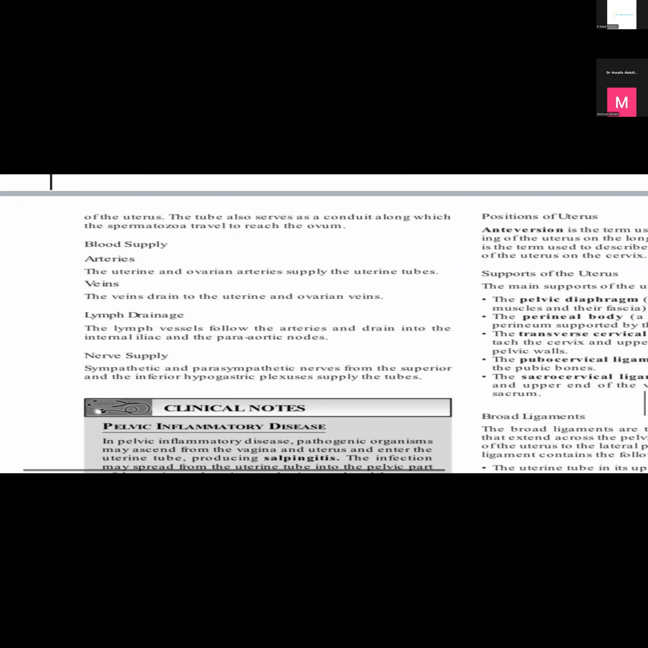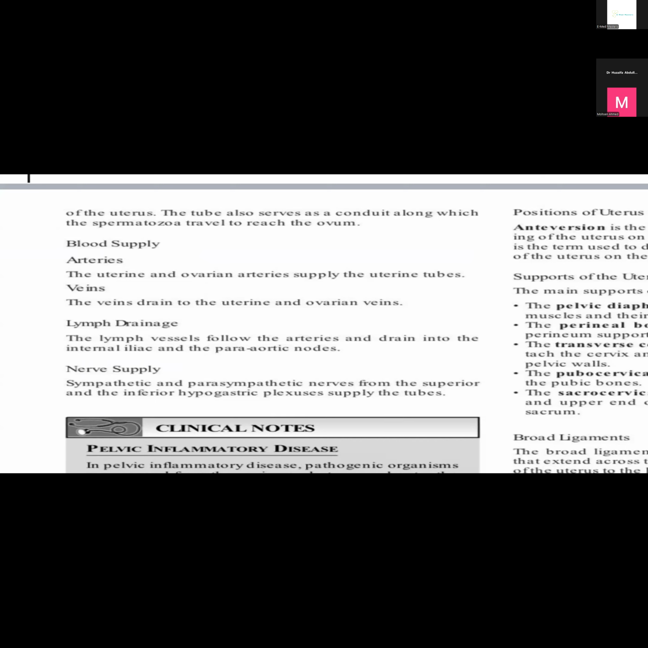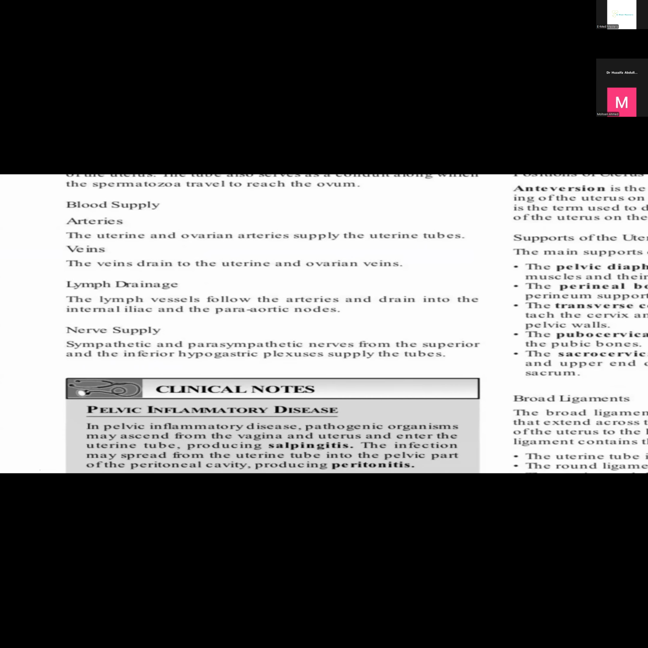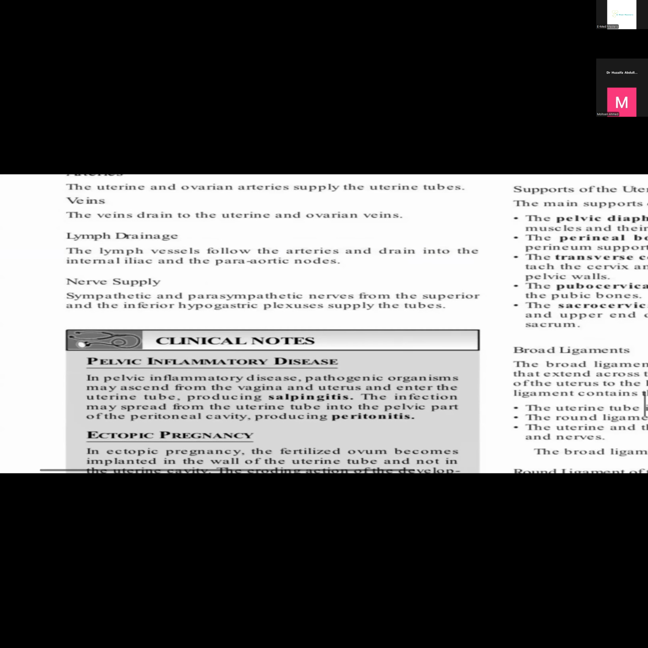Blood supply of the uterine tubes. It is supplied by the uterine artery and ovarian artery, and drains into the uterine and ovarian veins. The lymphatic vessels follow the arteries and drain into the internal iliac lymph nodes and para-aortic lymph nodes. The uterine artery is a branch of the internal iliac artery, so these also drain into the internal iliac lymph nodes and para-aortic lymph nodes. Nerve supply is sympathetic and parasympathetic from the superior and inferior hypogastric plexus.